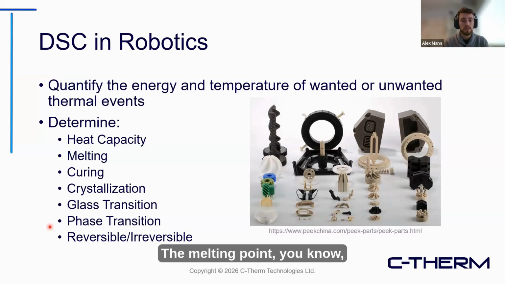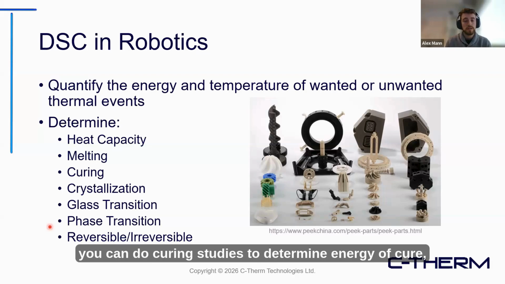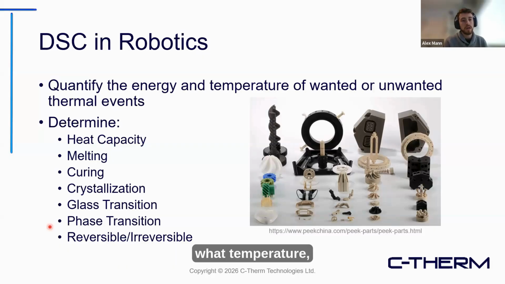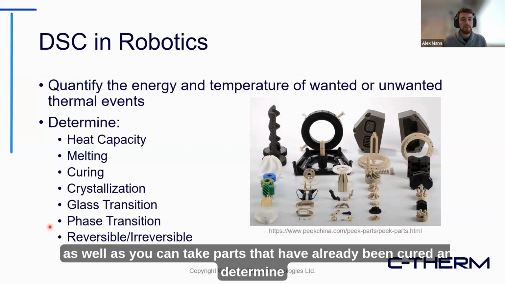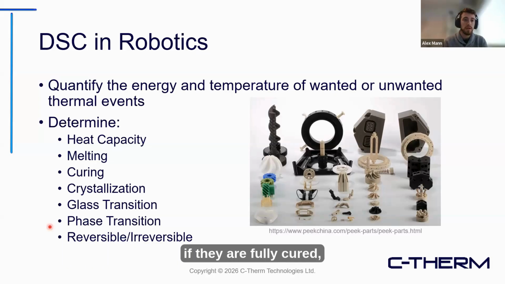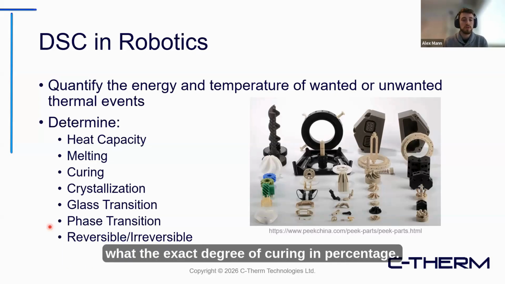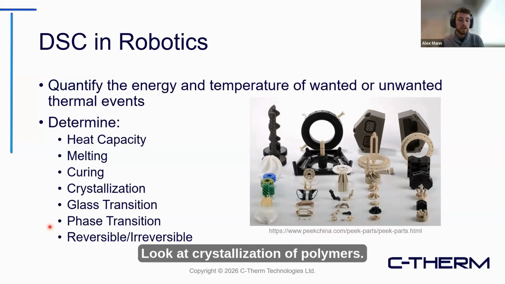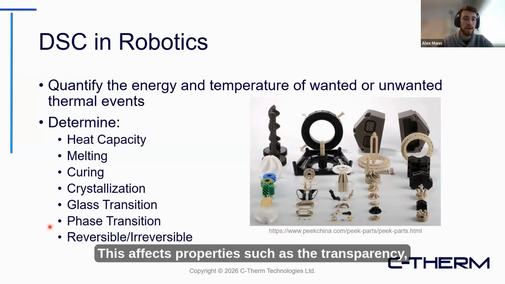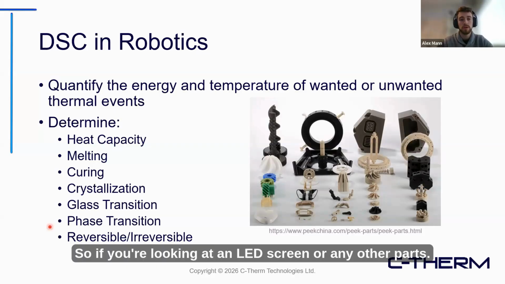The melting point. You can do curing studies to determine the energy of cure, at what temperature, as well as take parts that have already been cured and determine if they are fully cured, the exact degree of curing in percentage. Look at crystallization of polymers. Is it as crystalline as you want it to be, or is it more amorphous? This affects properties such as transparency and flexibility, so if you're looking at an LED screen or any other parts.